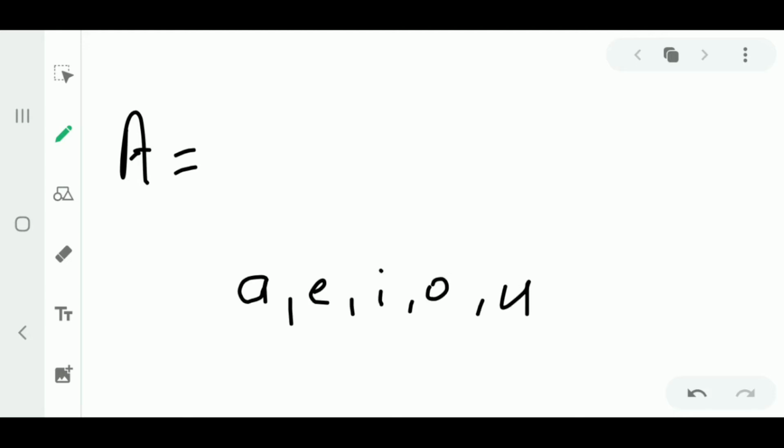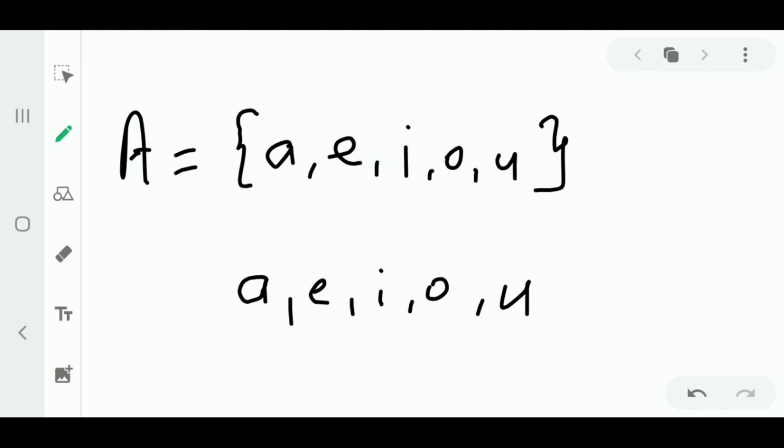So let's say we have A is equal to the set of vowels in the English alphabet. We know that vowels are A, E, I, O, and U. However, when we are denoting sets, we usually have them in curly braces or curly brackets. We separate each item by a comma, and this is the correct way of writing sets.